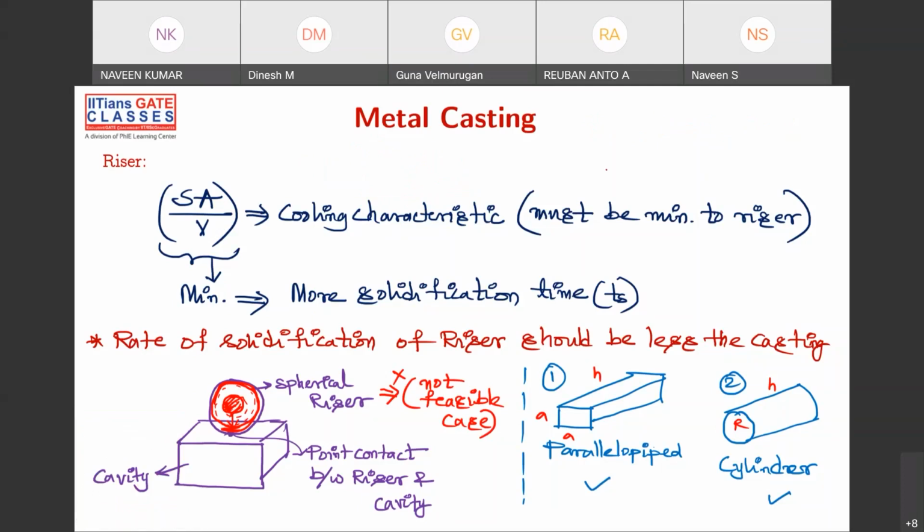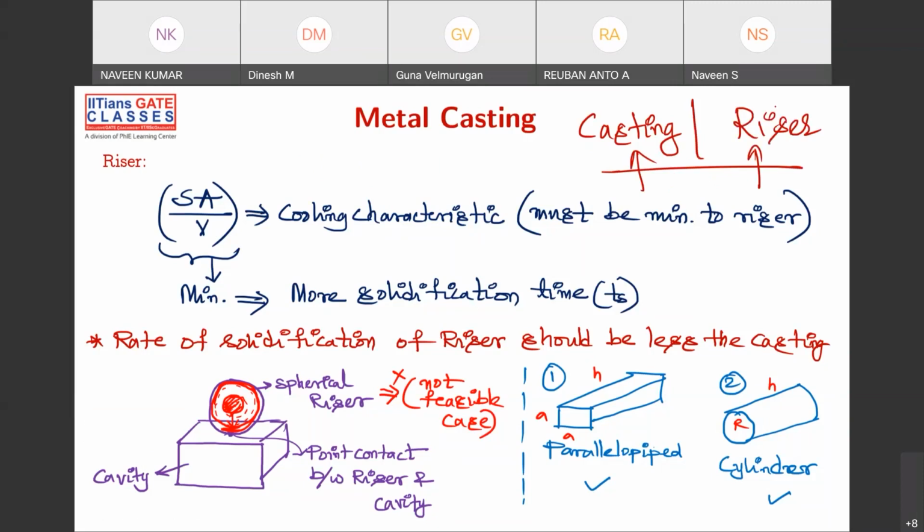Now, who should solidify first? Obviously, you're providing the riser because the shrinkage is happening with the casting. The casting, or the metal that you have poured, is shrinking, and you're providing a riser for that. Who should solidify first? Should the casting solidify first, or the riser?